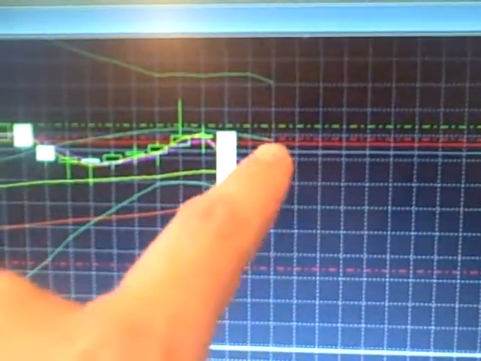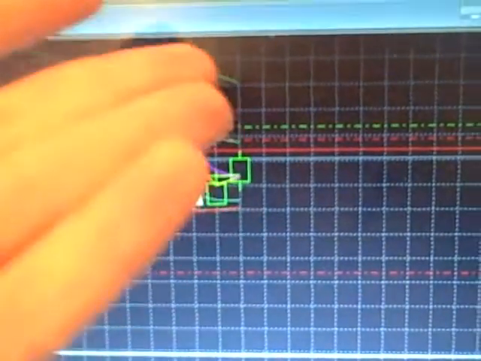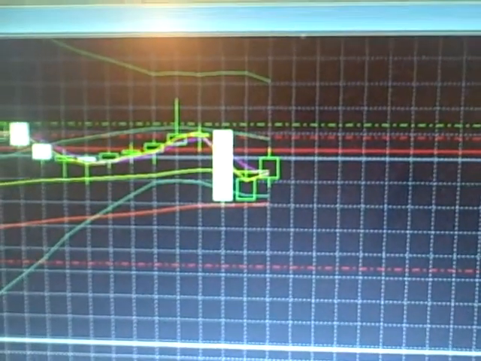Oh, there's a bit of bad news for me because the candle's gone up. That's not a problem, because the stop loss is in place, so I'm not going to lose tons of money.